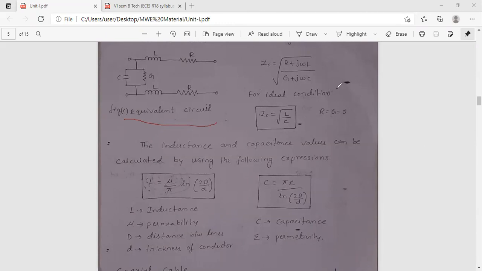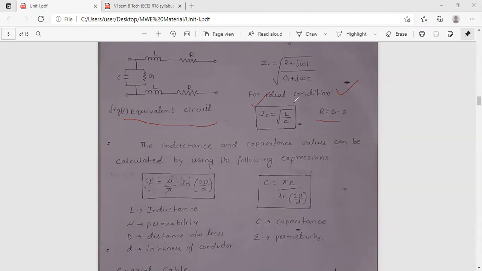Now if we consider ideal conditions, in that case there will not be any resistance and conductance, so those will be equal to 0. Once you substitute these two as 0, the j omega gets cancelled. Then the impedance of this two-wire transmission line is given by root of L by C.